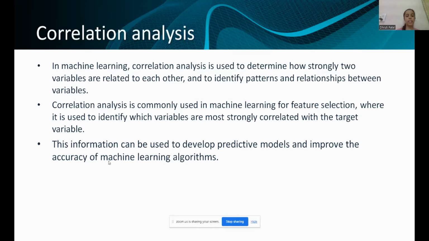Because sometimes in a data set there are a large number of features, but some features are important in finding the target variable and some are not important, so we have to select important features. Using this correlation, we can find how strongly a feature variable is correlated with our target variable. So using this, we can find our features, and this improves our algorithm accuracy.